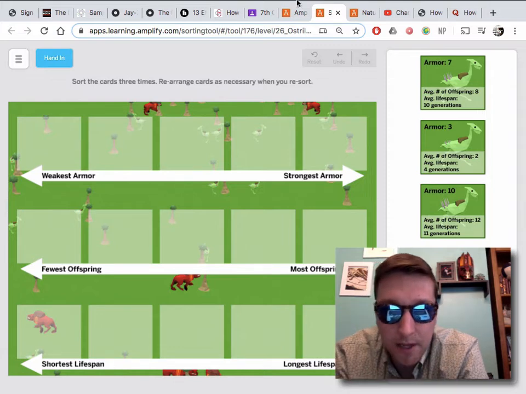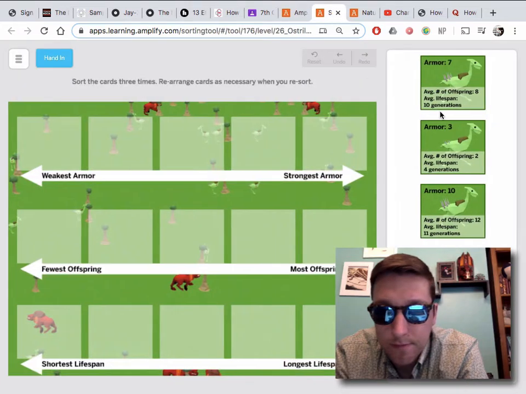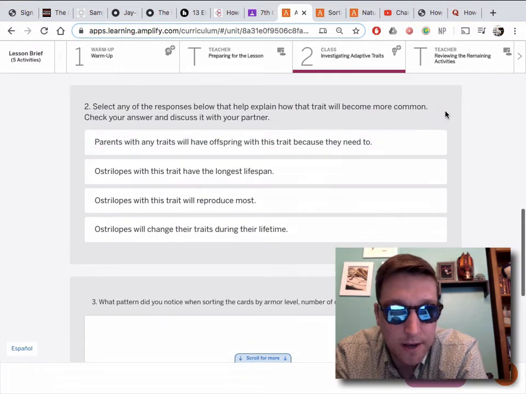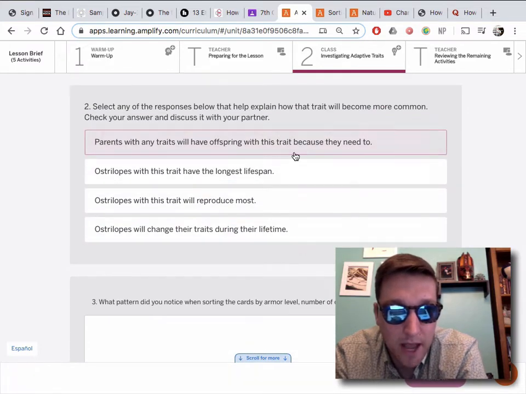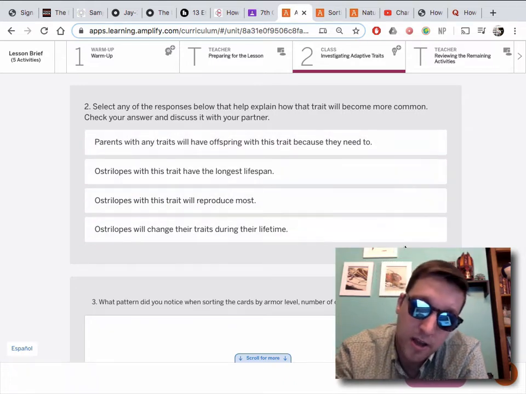Armor's going to be adaptive if it produces a lot of generations. Anything is adaptive if it's going to be a lot of generations. Now, which of these is true if you understand natural selection?